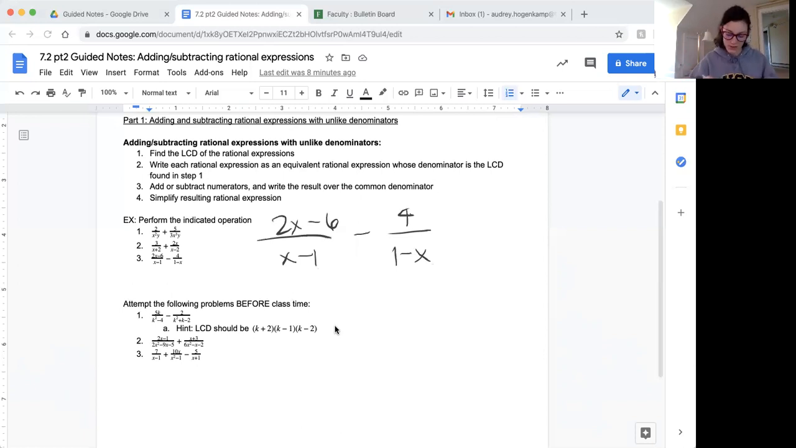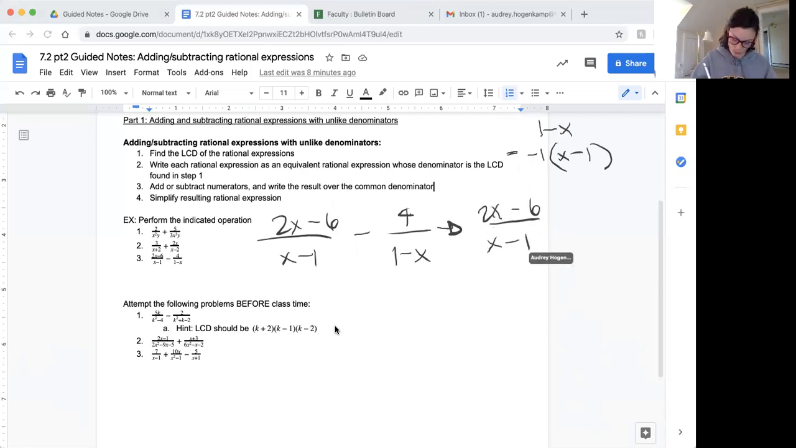And the thing we want to factor out is a -1 so that we can flip the signs. Okay, so if I have 1 minus x and I factor out a -1, I'm going to be left with -1 times x minus 1. Okay, so I'm going to rewrite this as 2x minus 6 over x minus 1 minus 4 over -1 times x minus 1.